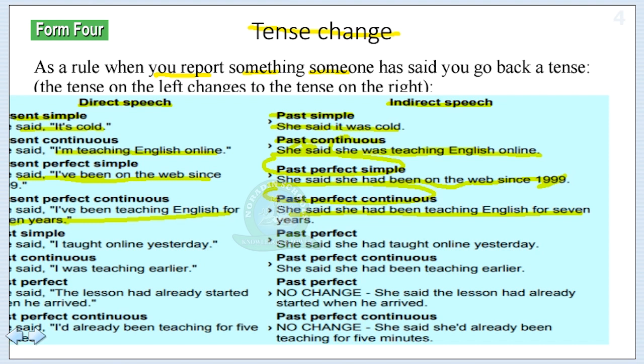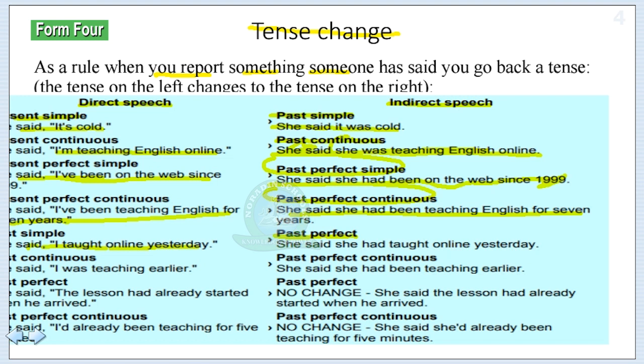What about simple past? I taught online yesterday. I taught, the past of teach. I taught online yesterday. Past perfect tense. So whenever you have simple past tense and you want to change into indirect speech, this side is the direct speech. So whenever you have simple past tense in your direct speech, you're going to change into past perfect tense. Past perfect tense, had. She said she had taught online yesterday.